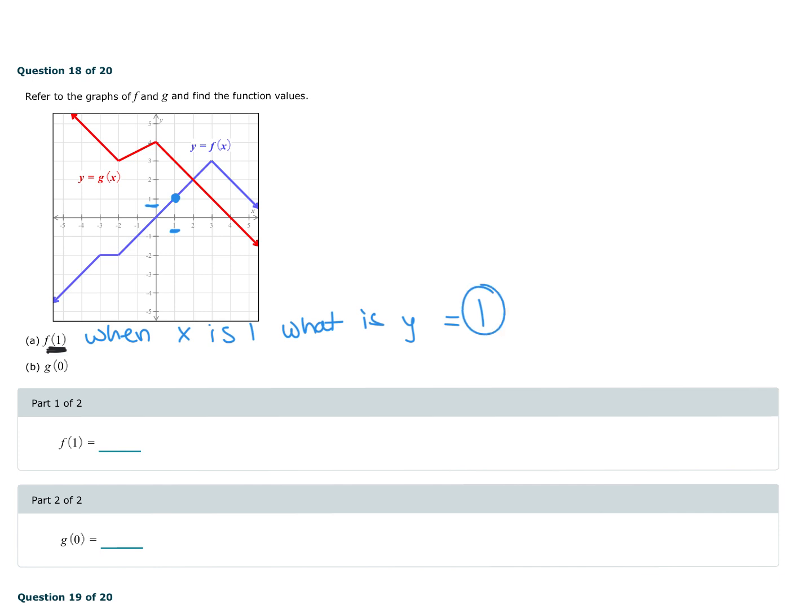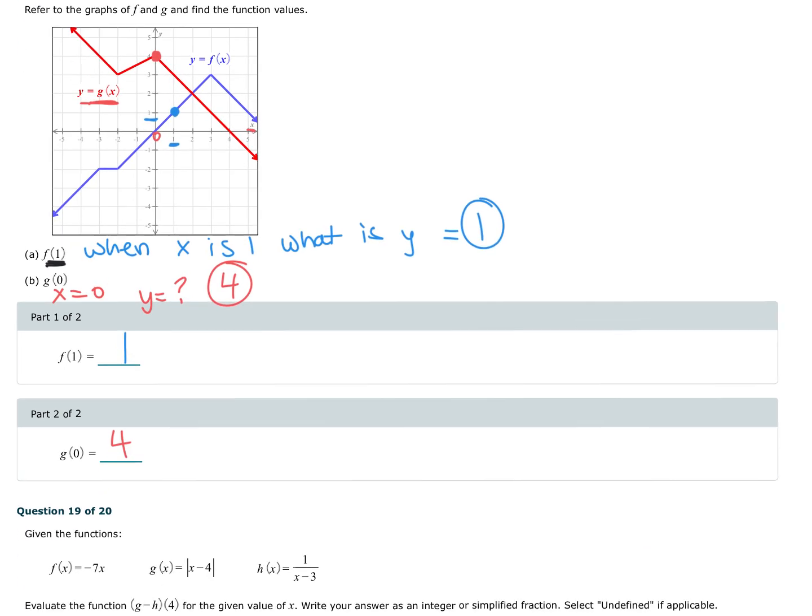Okay, so to find g at 0, we'll do the same thing. So when x is 0, what is y? Okay, so here's my x-axis, right? And I'm at 0. 0 is right here. But I'm looking at the red graph because it's the g. I go all the way up, and I notice that it's at 4. And so that would be 4. Okay, so this was 4, and then the previous one here was 1. All right, these are not that bad. That kind of looks scary, but it's not that bad.